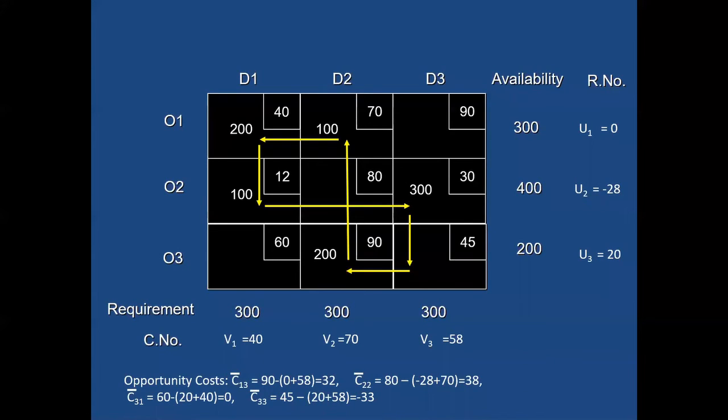Okay. So you can also have a circuit like this. It need not be always a square or a rectangle. It can be a complicated circuit as well. Now put your positive and the negative signs in the alternate cells and begin with the cell where we have to perform the allocation. So you start with plus here and then you can put the plus and negative signs alternately.